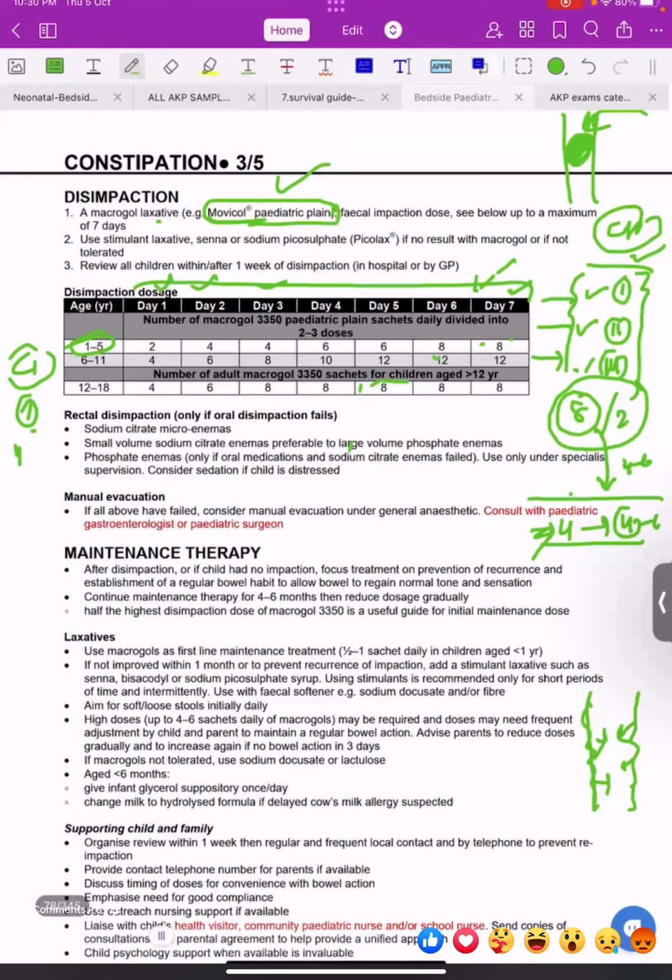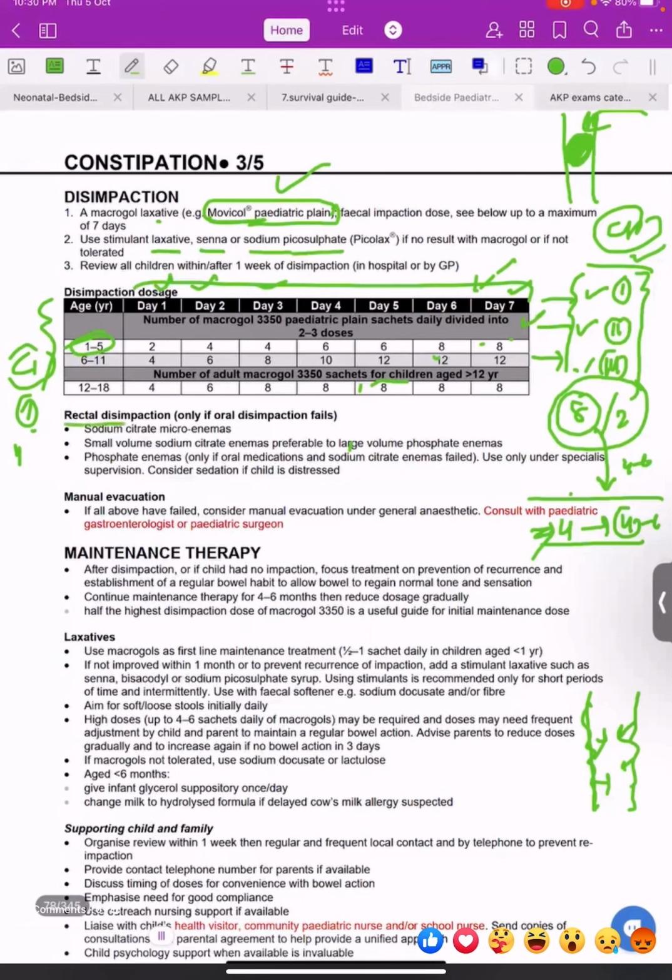All right. If the child is not passing stool after using this much Movicol, then we will add laxatives like senna or sodium picosulfate. If there are still no results, here they have given this 1 week table for how you will prescribe this to the patients.